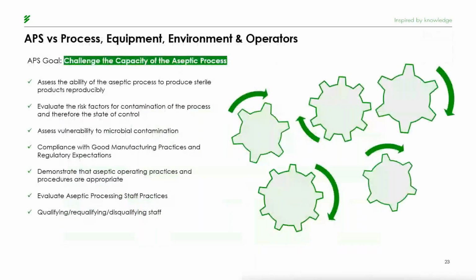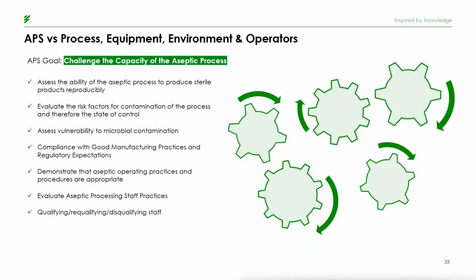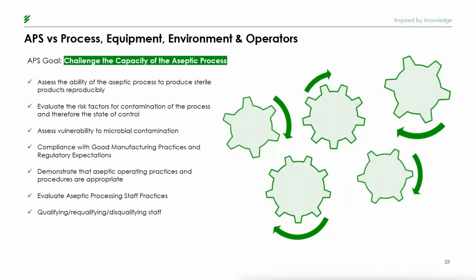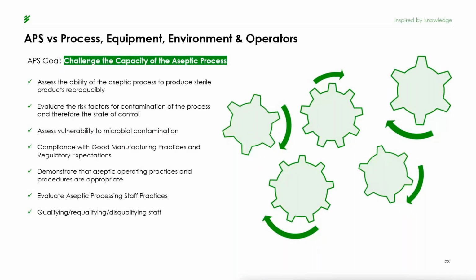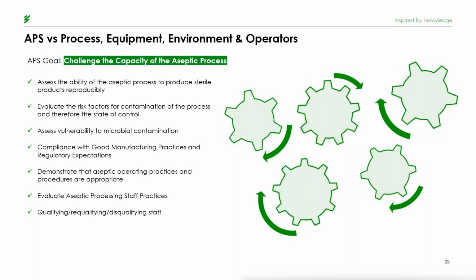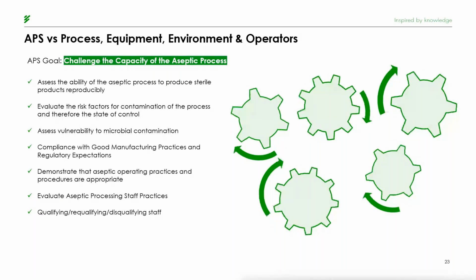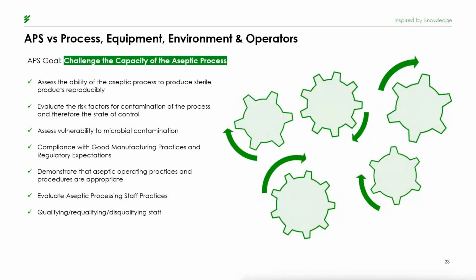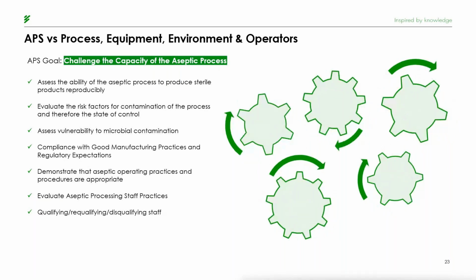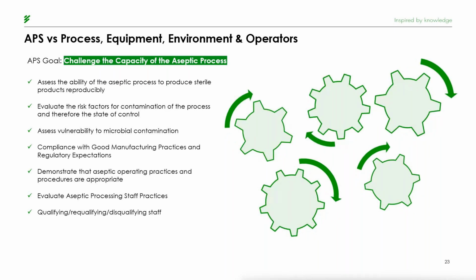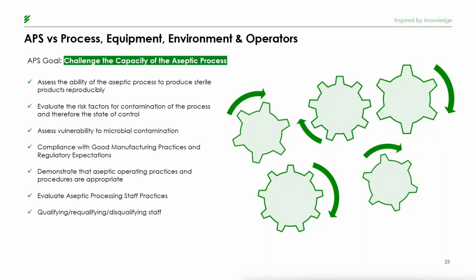So, in short, the APS challenges the capacity of the aseptic process, but not only the production process, but also to produce sterile products in a reproducible manner, evaluate the process contamination risks, detect any vulnerability to microbial contamination, monitor compliance with good manufacturing practices and regulatory expectations, and to demonstrate that these practices and processes are appropriate. Also, the staff and their competencies are evaluated.